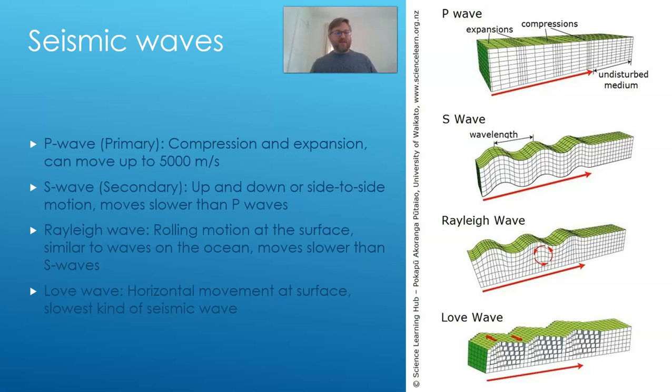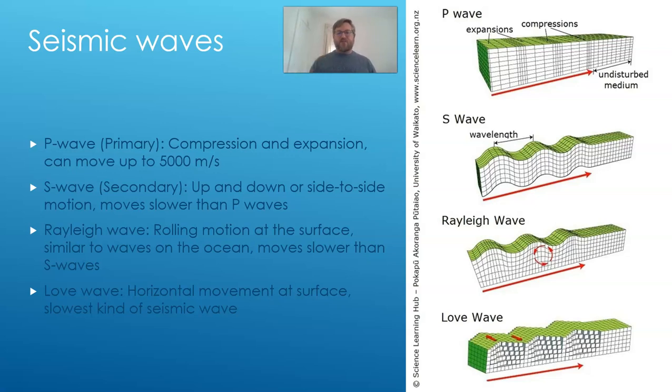Then you get the S wave, S for secondary, because it's the second one. And this is an up and down movement, or a side-to-side movement of the ground, right? So instead of squishing and stretching like the P wave, it's moving up and down or side to side. And so that's going to move slower than those P waves, so it's going to hit you second.